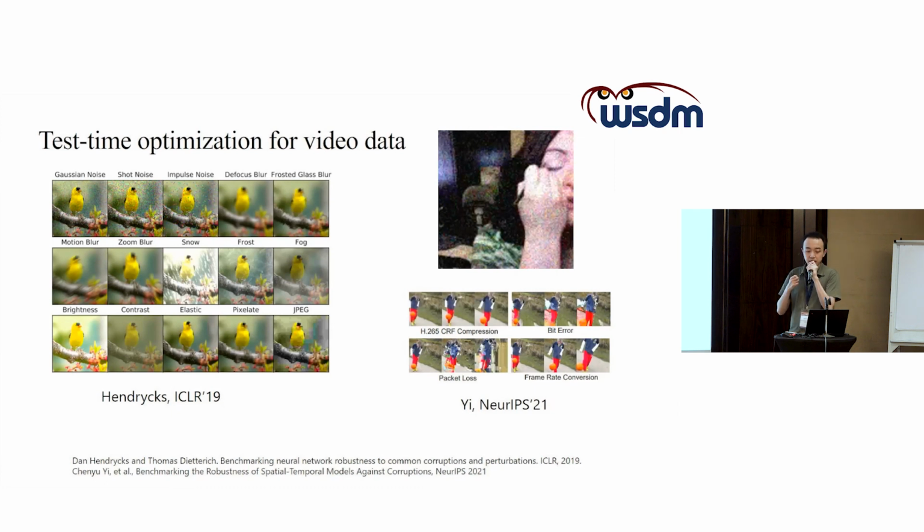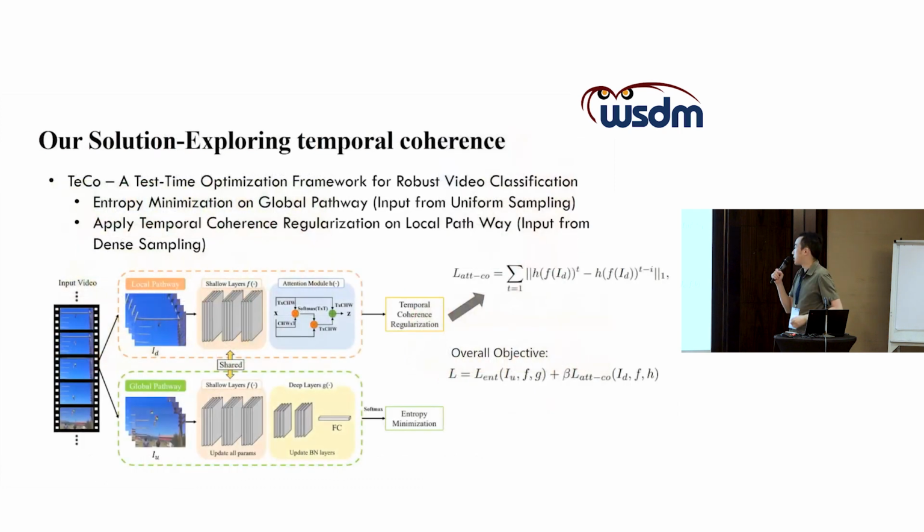But the problem here is that video is largely ignored, because video has its own intrinsic properties, like video compression and video coding error. So when applying our model in practice, video data is also very important. To tackle this problem, the idea is similar to images when doing test time adaptation. First of all, what we need to consider is to apply temporal coherence.